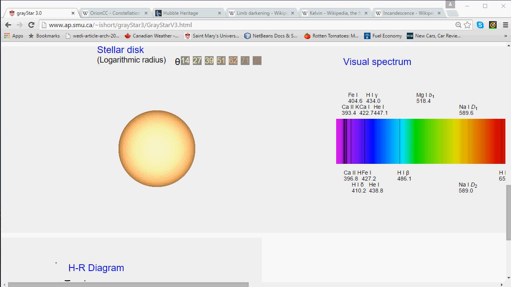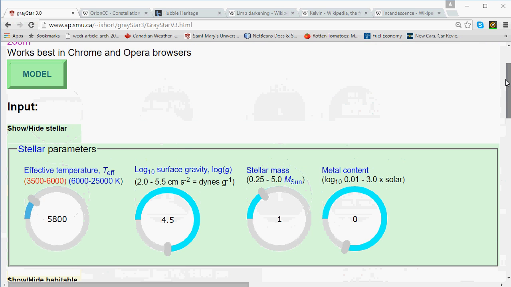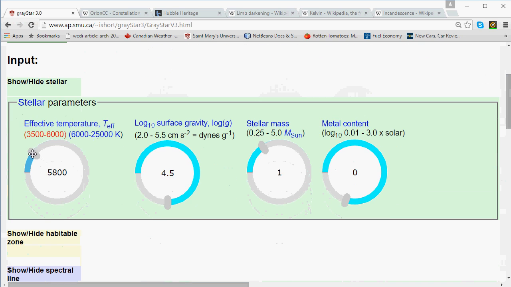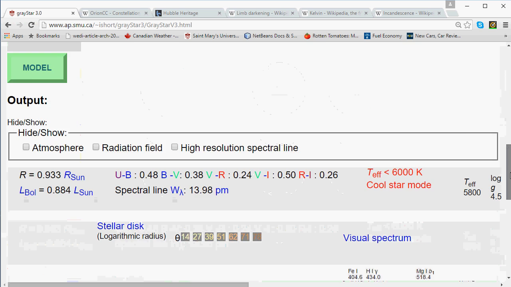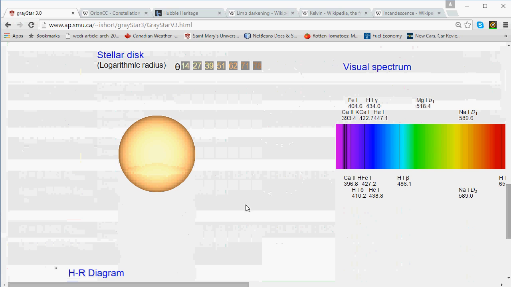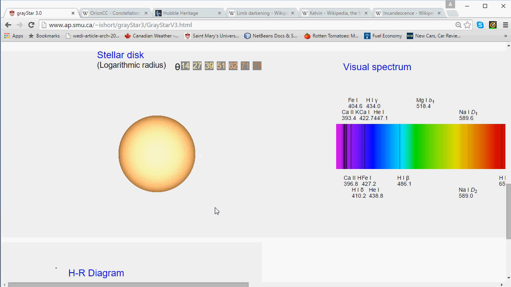Now when Greystar first loads, by default it is simulating the sun. So if we go up here to the top, by default these input controls will be set to the input values for the sun. And if we come down here in the output section, this image that you're seeing is an image of a simulation of our own sun. Now, of course, in the spirit of science, you should be skeptical and critical in the best sense of those words. You might wonder, how realistic is the Greystar 3 simulation? How good a job is it doing of simulating something that's actually like the real sun?